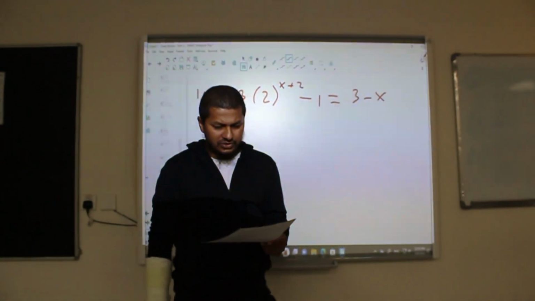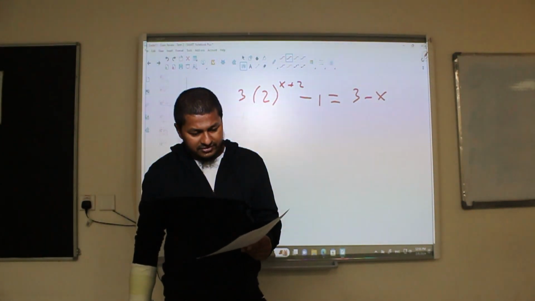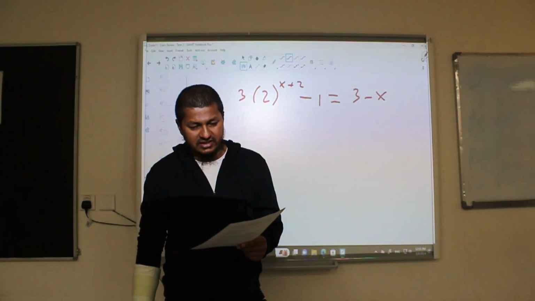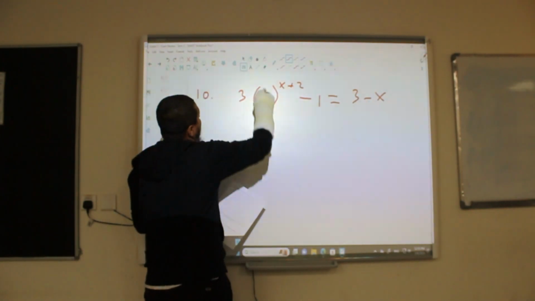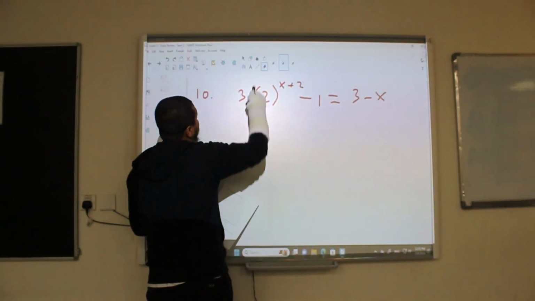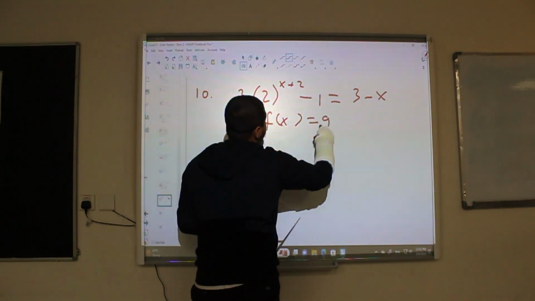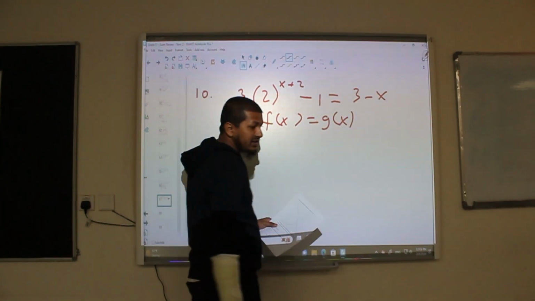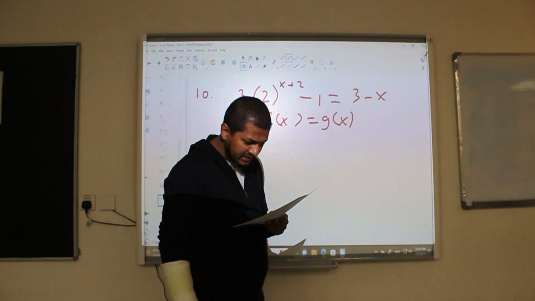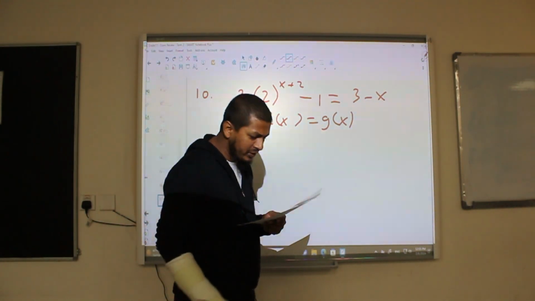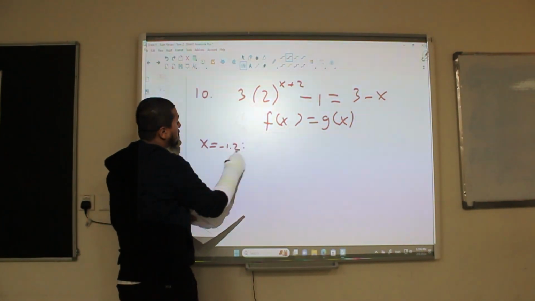Now, they're not going to tell you which one is f and which one is g. You've got to go and figure it out. From the graph given, we know the curve is an exponential function and the straight line is the second function, which is g. So basically what you're saying is f of x equals g of x. In other words, we are finding the points of intersection. So I can see both the points are intersecting at approximately negative 1.2. So x equals negative 1.2.